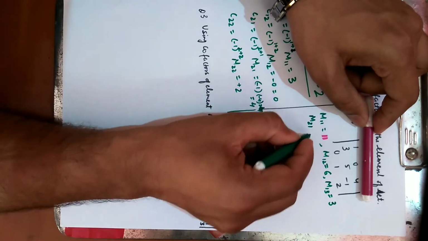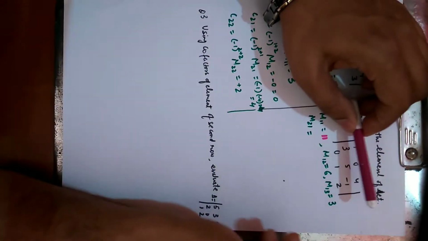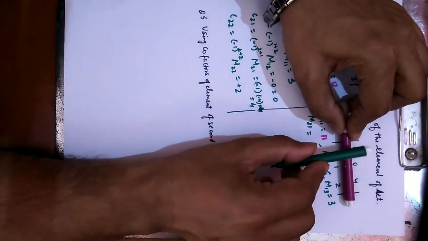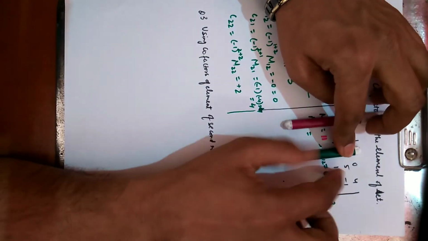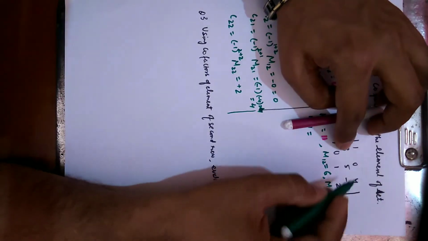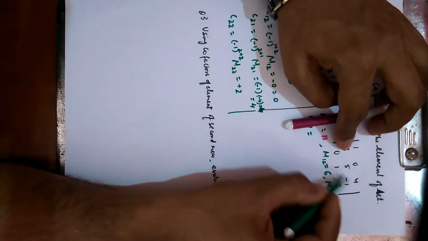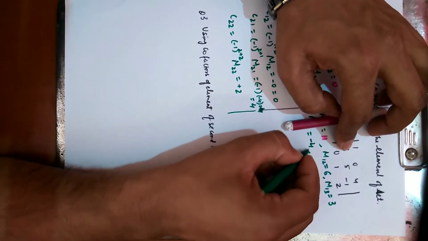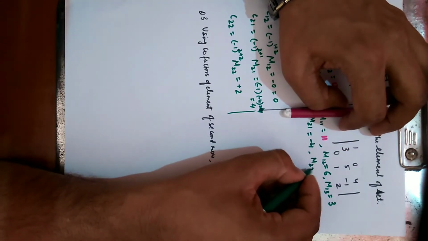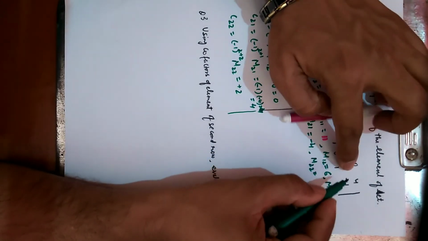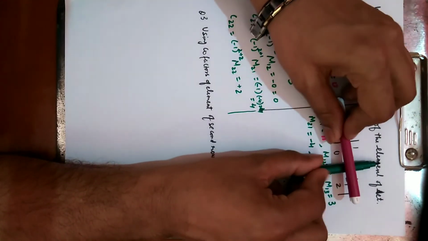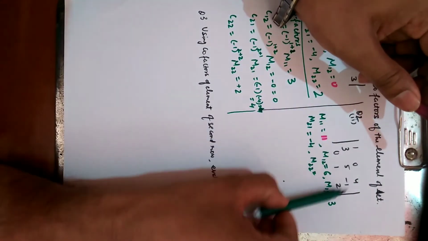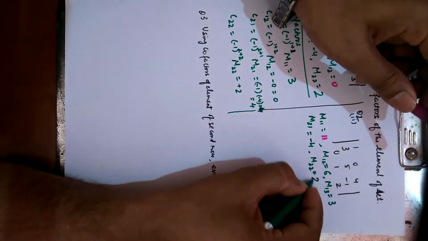Now M21 you come. M21 means row 2, column 1. So you hide this, and it will be 0 into 2 which is 0, and this is minus 4. So this becomes minus 4. M22, you hide this and the second column. So this will be 1 into 2 and 0 into 4, so this will be 2.